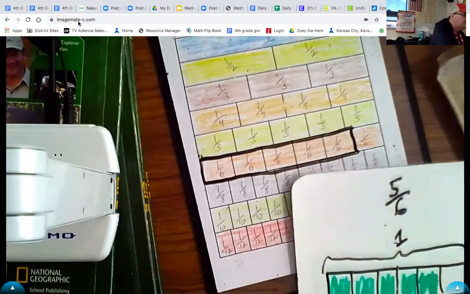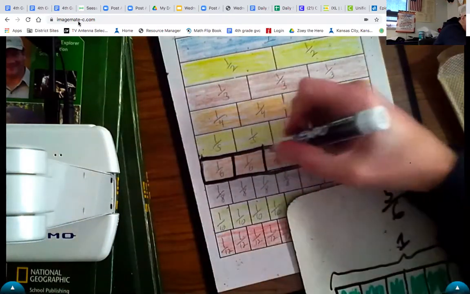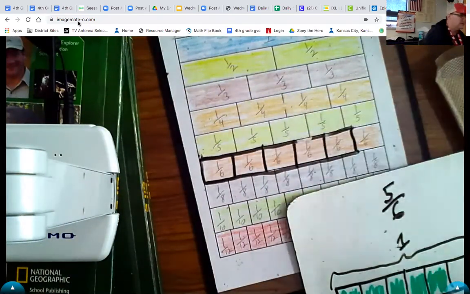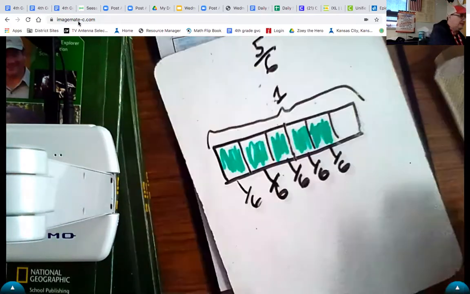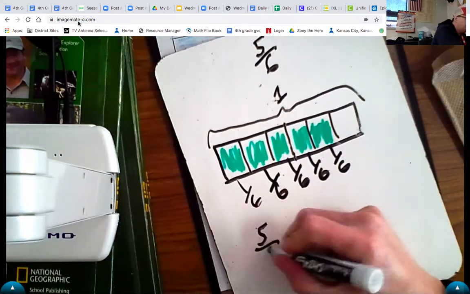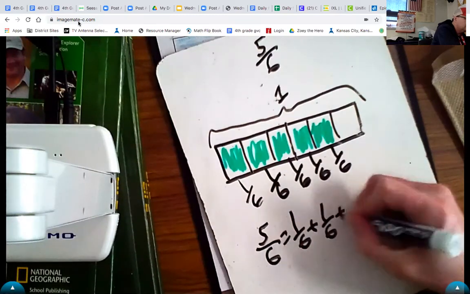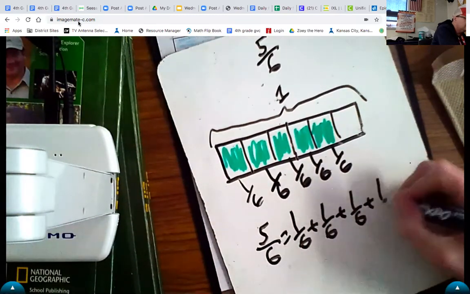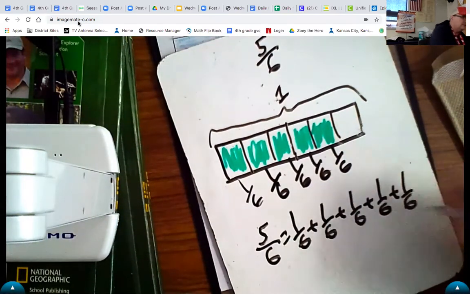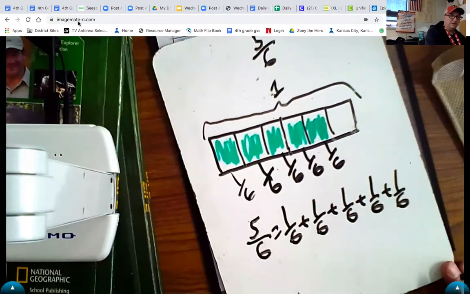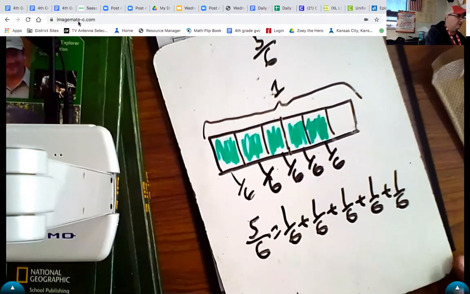On here, 1/6, 1/6, 1/6, 1/6, 1/6. So we can say that 5/6 equals 1/6 plus 1/6 plus 1/6 plus 1/6 plus 1/6. That's the unit fractions way to decompose. Let's think of another way to decompose it.